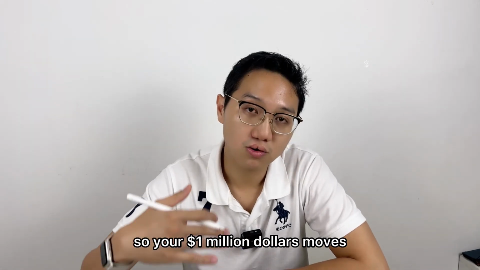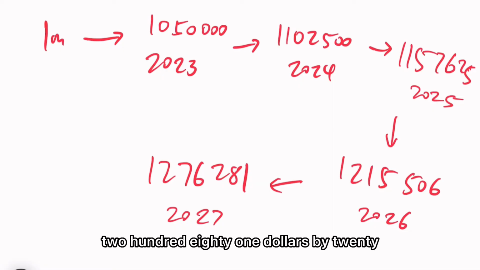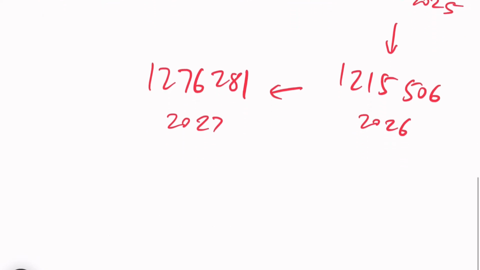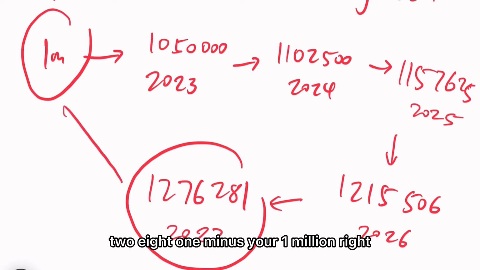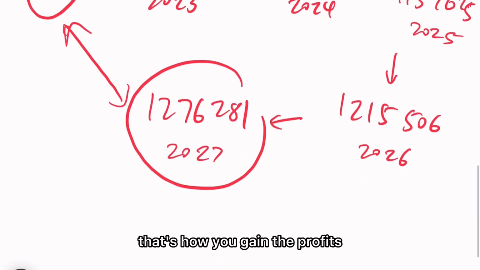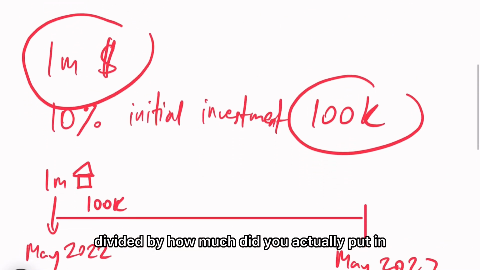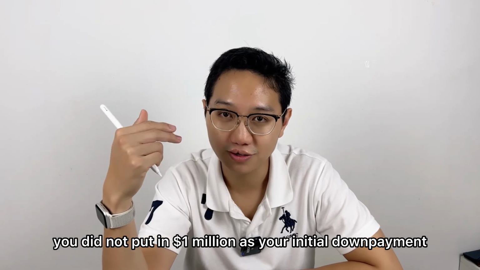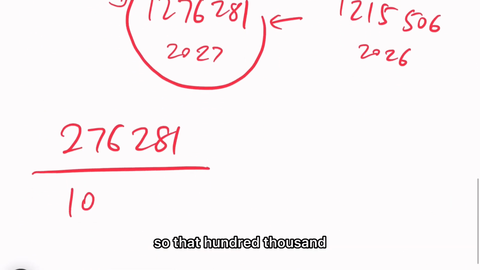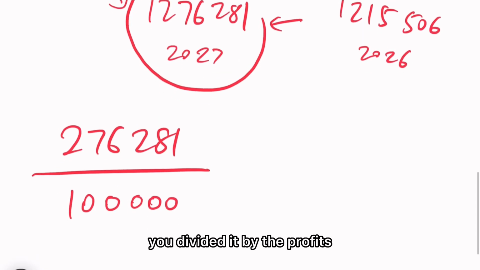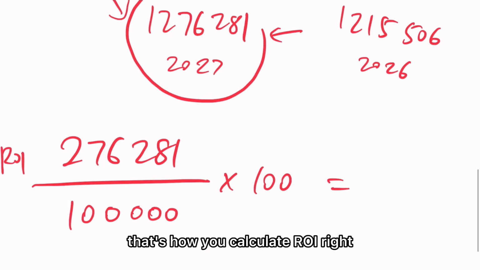So your $1 million grows at 5% per annum. It will be $1,276,281 by 2027. So how do you calculate ROI? Very simple. This amount, 1,276,281, minus your 1 million, that's how you gain the profits, the capital gains. So 276,281 divided by how much did you actually put in? You did not put in 1 million as your initial down payment. You only put in 100,000, right? So the profit divided by your 100,000 times 100. That's how you calculate ROI.